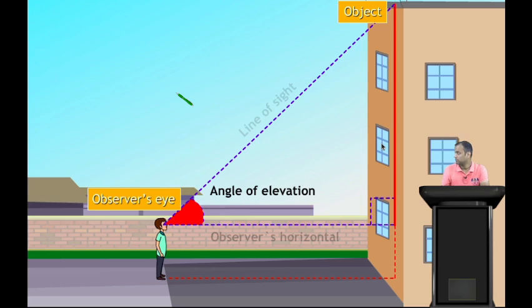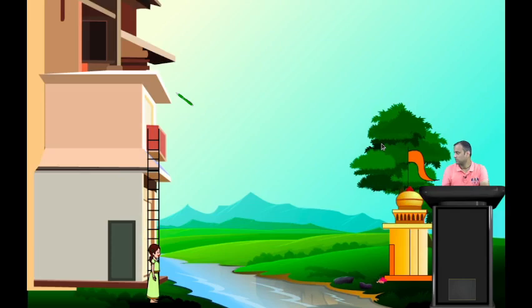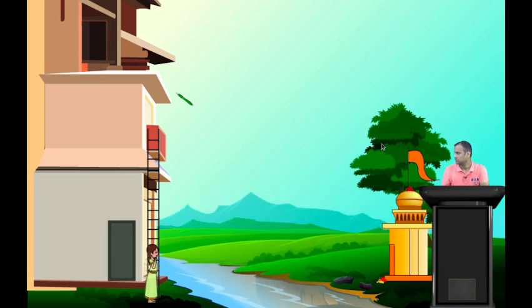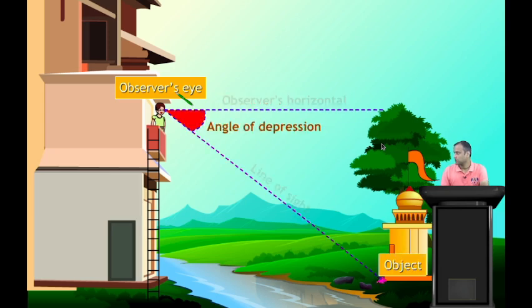So now we have the diagram of the right angle triangle. Now we can measure the height of any object, any building, any tower. Here again we can see this is the observer. Now she wants to find the width of the river, and she goes up the stairs, and now she is above the object which she has to measure, and this is the observer's horizontal. It is a horizontal line. Now this is the line of sight, which is down to earth, and this is called angle of depression.